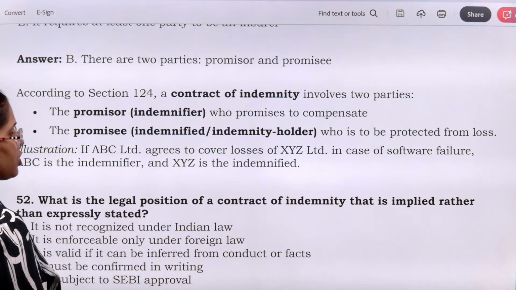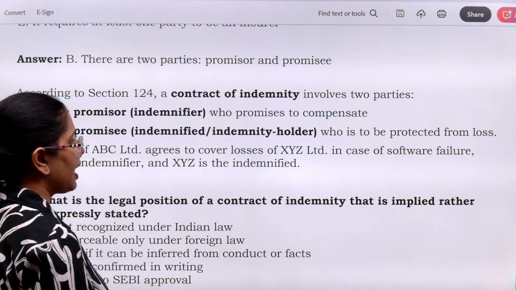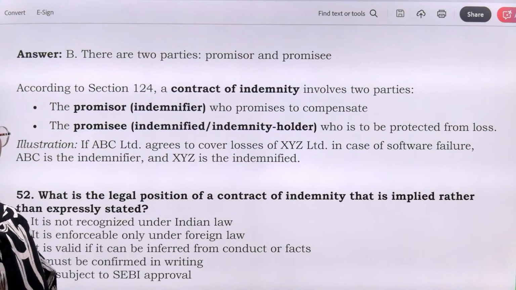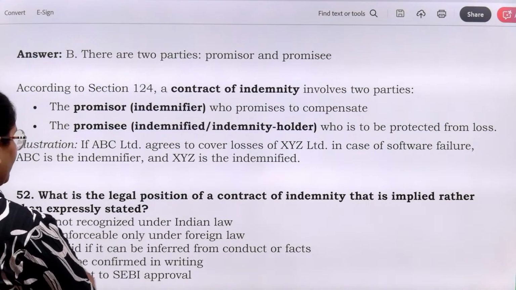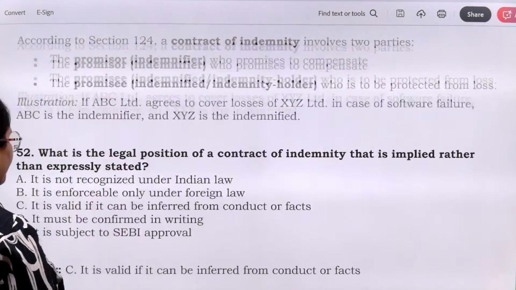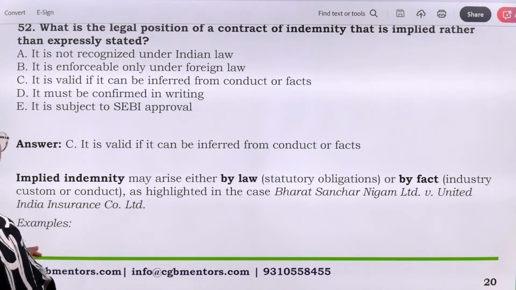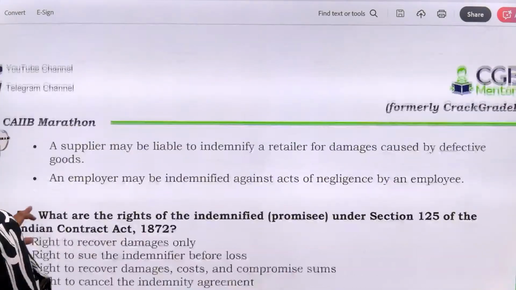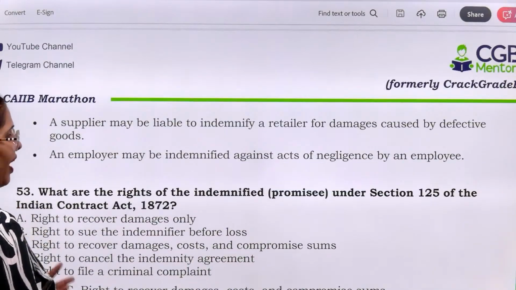What is the legal position of a contract of indemnity that is implied rather than expressly stated, right? So क्या implied है? It is valid if it can be inferred from the conduct or facts. अगर आपके conduct से पता चल रहा है, then also it is valid and we call it implied indemnity. ठीक है?